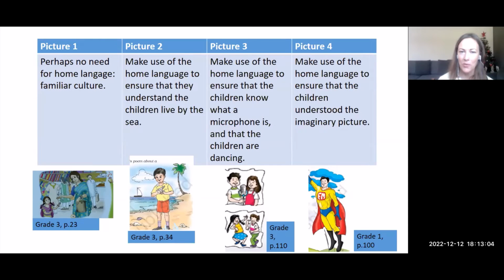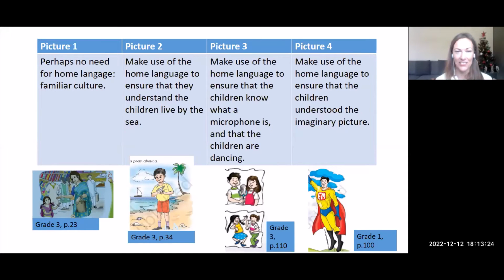Third one, I thought this one was interesting because in the book, it's talking about a microphone. Again, do children know what this is? Do they have this concept? We need to make sure this is clear, firstly, in their own language before we can tell them the word in English.